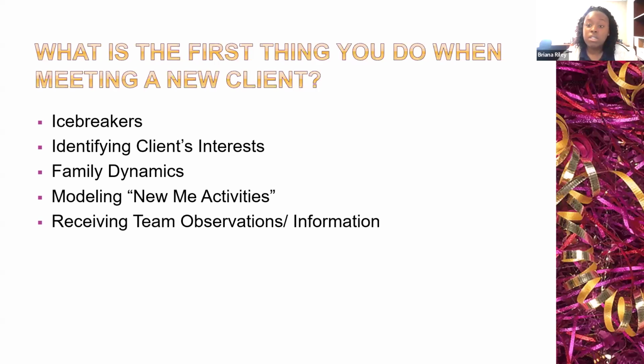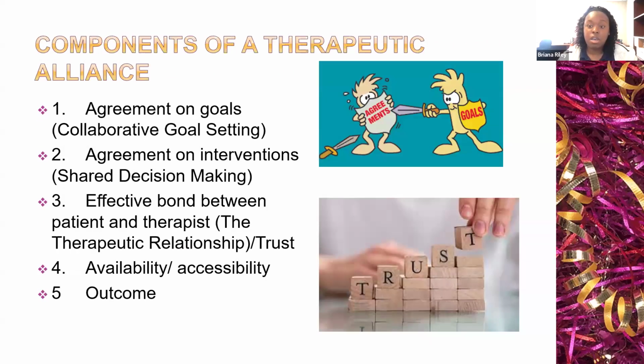So, some components of a therapeutic alliance. What does this look like for the clients that we serve, right? Are some of those components our agreement on goals, collaborative goal setting, agreement on interventions, shared decision making, what works, what doesn't work, effective bond between the client and the therapist or the clinician, right? With building that therapeutic relationship and trust, availability, accessibility, and of course, the outcome.